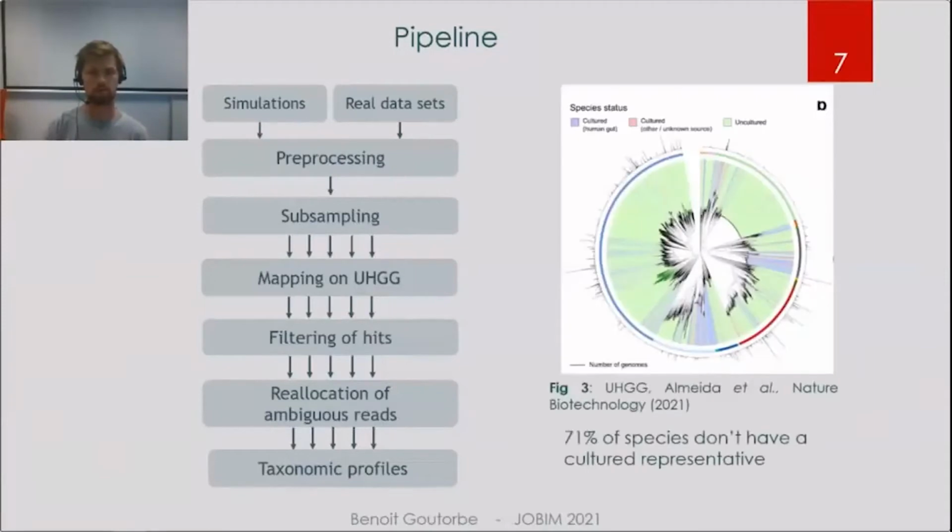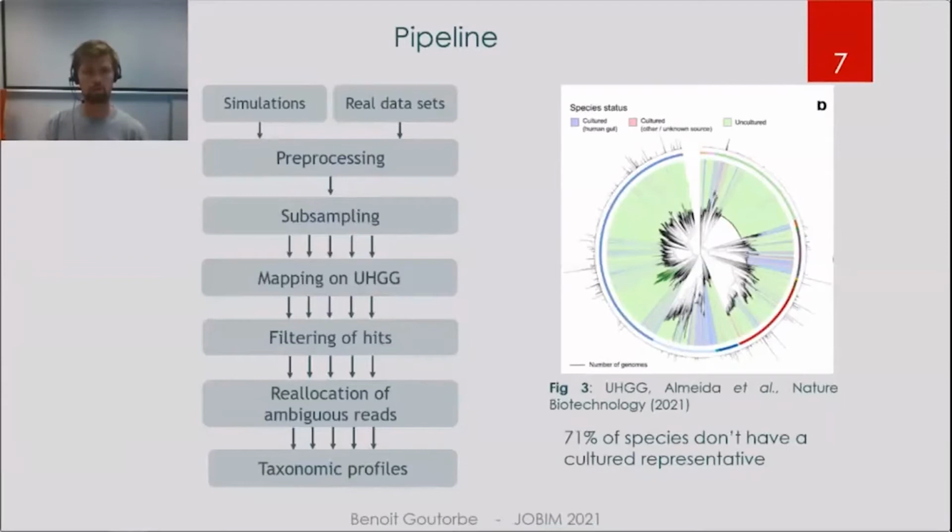This catalog was recently published and it gathered data from metagenomic studies, culturomic studies and public databases. They gathered over 200,000 genomes that they clustered into 4,600 species. They figured out that most of these species didn't have any cultured representative. They are shown in green in this figure. So it's very important for us because thanks to this we are able to identify uncultured organisms.